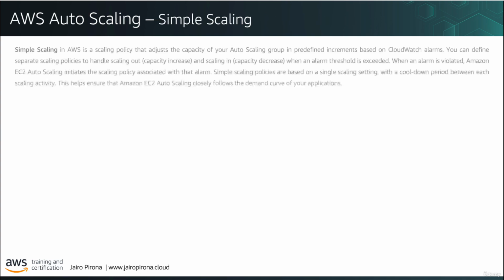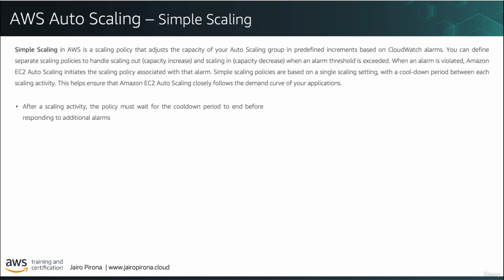The next type of scaling policy is simple scaling. Simple scaling allows you to increase and decrease the capacity of the group based on a single scaling setting. The scaling setting is based on the thresholds defined for CloudWatch alarms. After performing a scaling activity, the policy must wait for a cooldown period before responding to additional alarms. The cooldown period in AWS is a time interval designed to prevent excessive scaling and allow the effects of recent scaling activities to fully manifest themselves.